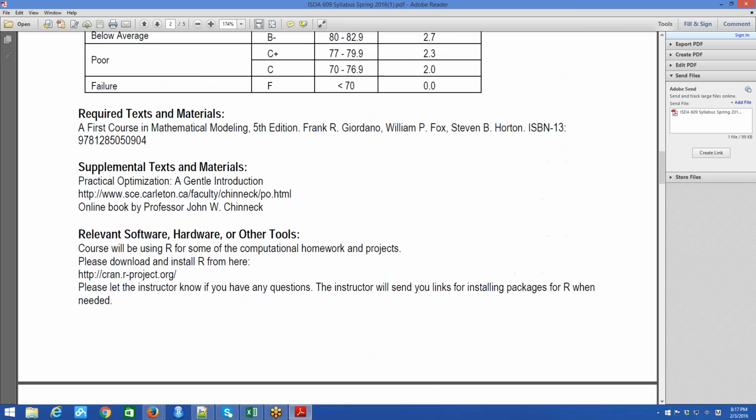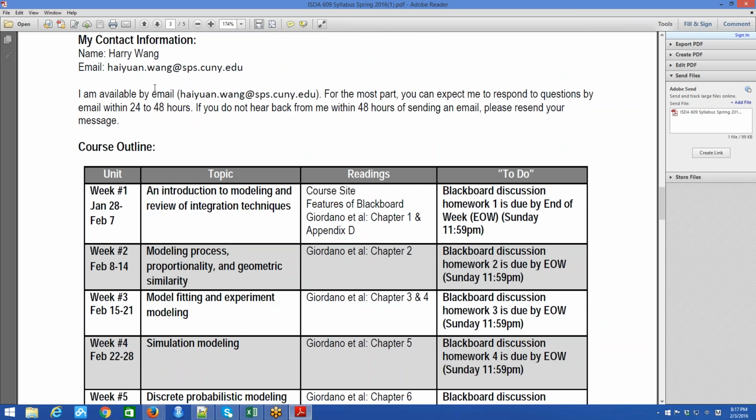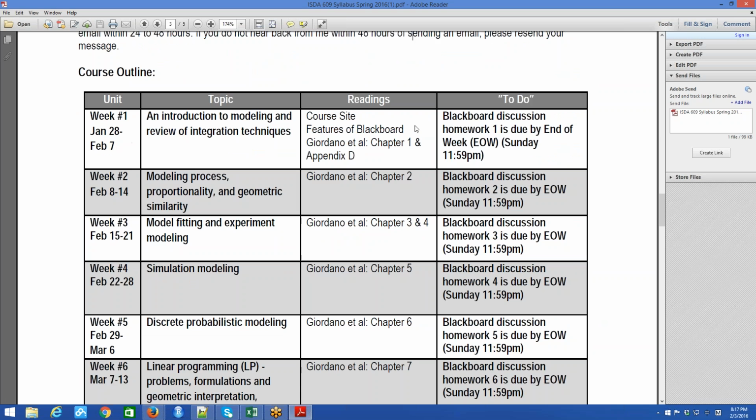If we continue here, this is my contact information, my email. Send me an email if you have questions. You can also try to ask questions through the Blackboard system or try to answer in the Blackboard system as well.